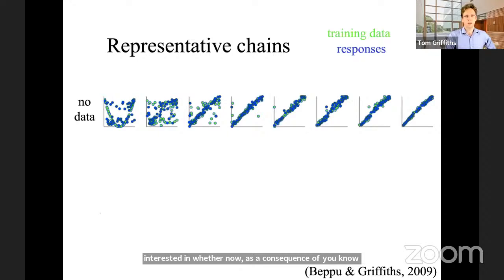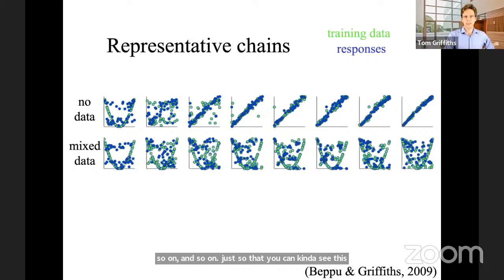And basically the results we get, so this first condition is a replication of the basic iterated learning paradigm, right? We start out with our quadratic function. Here I'm showing both the training data in green and then the responses in blue. So the blue ones become the green ones here, and then the blue ones become the green ones here, and so on. Just so that you can see this pattern, but basically we get the same convergence to a positive linear function.